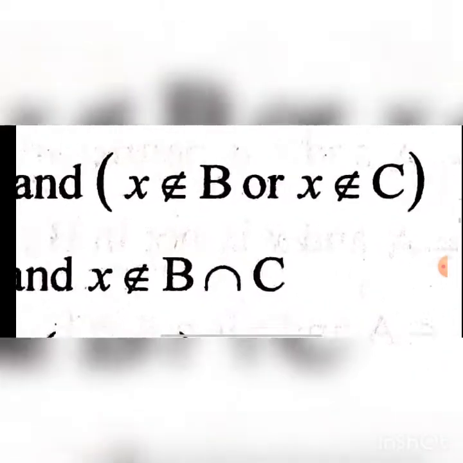Okay, now we take x belongs to A, which you can see is common to both the sets. So we take it as common, x belongs to A, and what remains in the bracket? x does not belong to B and x does not belong to C. Okay, so x belongs to A and this bracket means what? x does not belong to B or x does not belong to C means x does not belong to B intersection C. Means x is a common element which does not belong to both B and C. So x will not be in the set B intersection C.